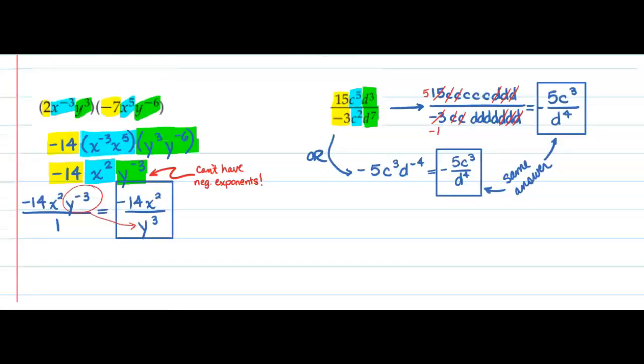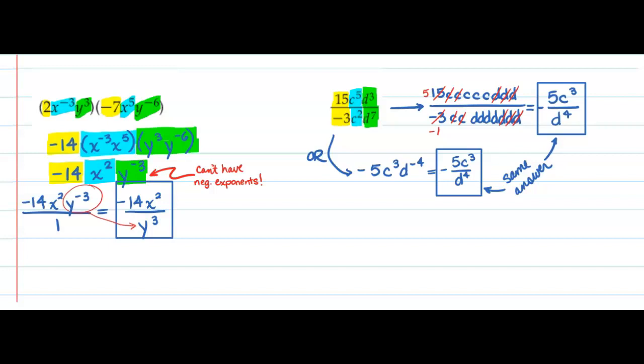Go ahead and pause the video and try these next 2 examples. Alright, I used a lot of colors so that you could see where each piece was coming from. Notice on the first one we multiply the coefficients, we multiply anything with a base of x, we multiply anything with a base of y, and then we simplify and remove negative exponents.